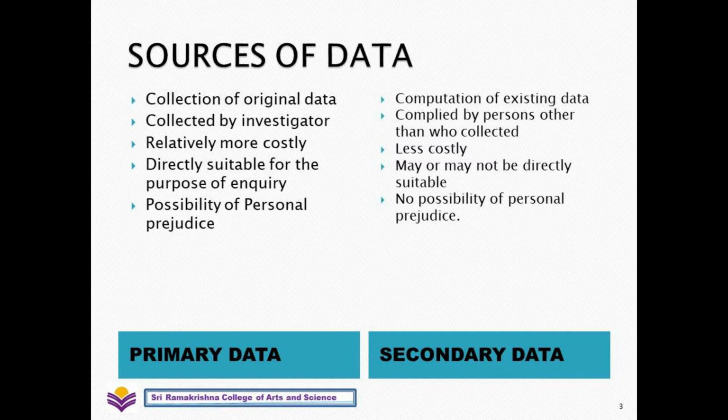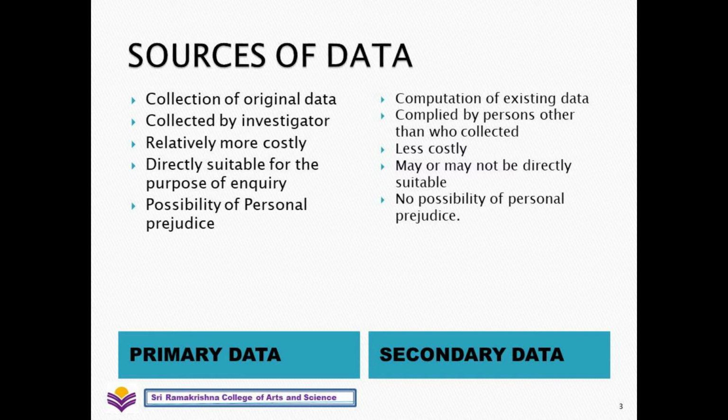The primary data, it's fresh data. It is original data. It is collected by the researcher or investigator. It is a costly one. It is directly suitable to your study. There is a possibility of biasness, personal prejudice. But secondary data is a compilation of existing data compiled by a person other than who collected it. It is less costly. Sometimes it may not be suitable, but there is no possibility of biasness.